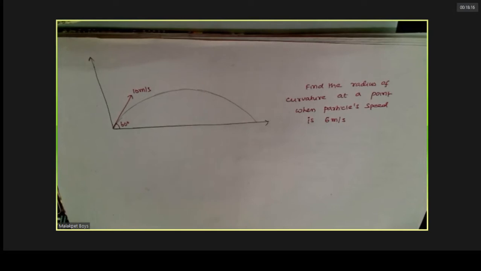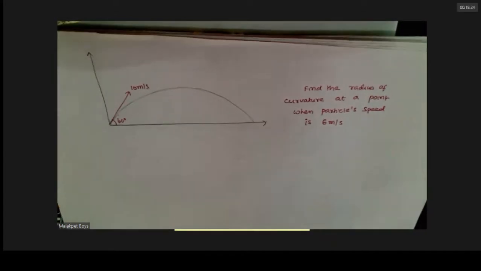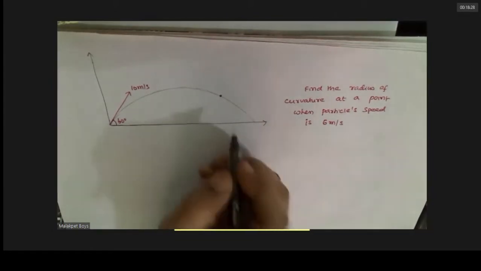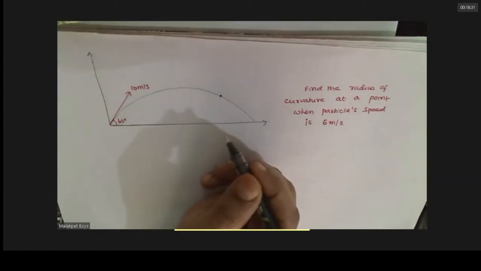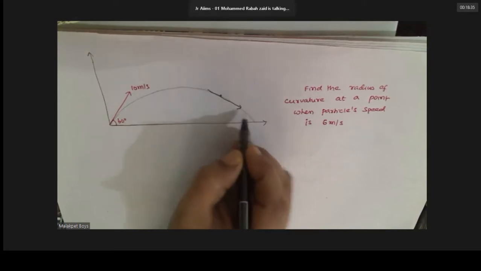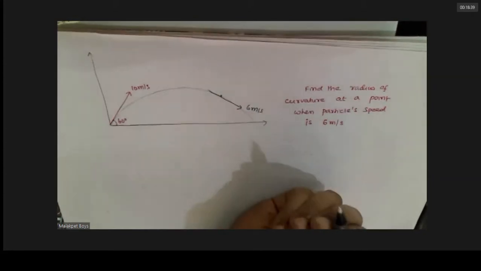Find the radius of curvature at a point where the particle speed is 6 meters per second. Understood the question? At any point here, let us see, velocity will be in which direction? Tangential. Draw one tangent.